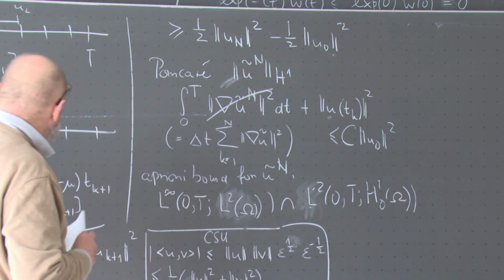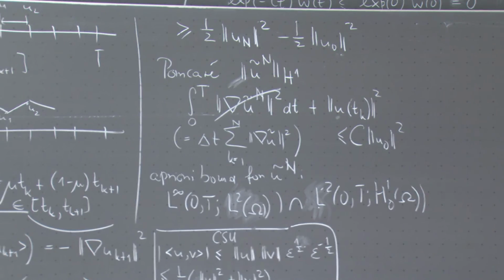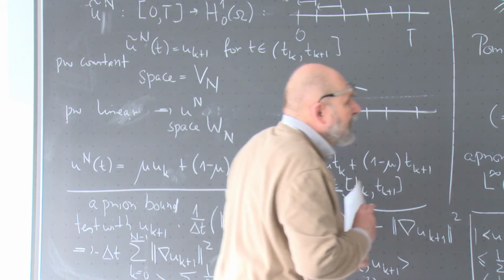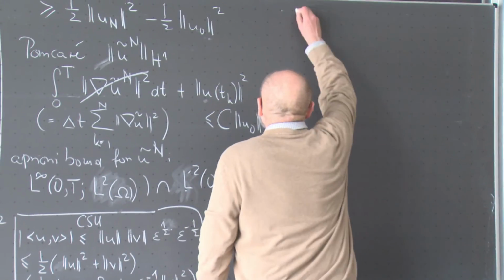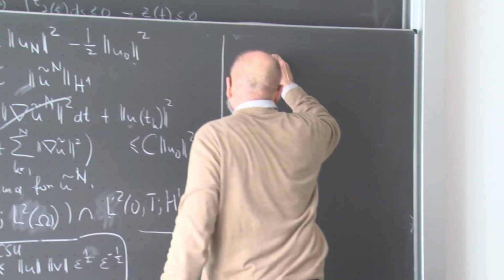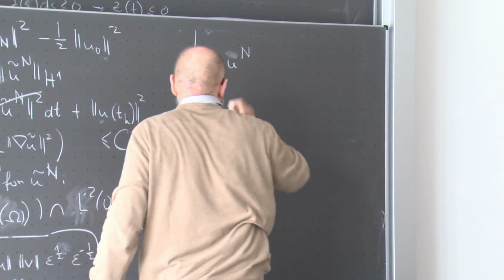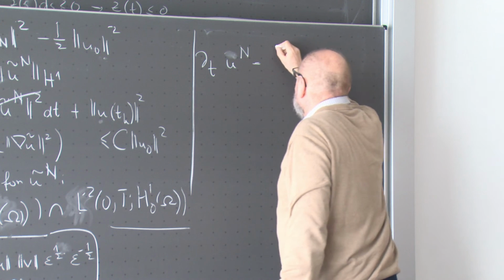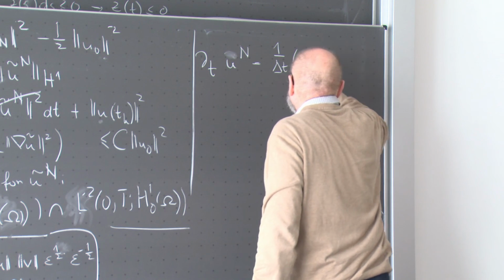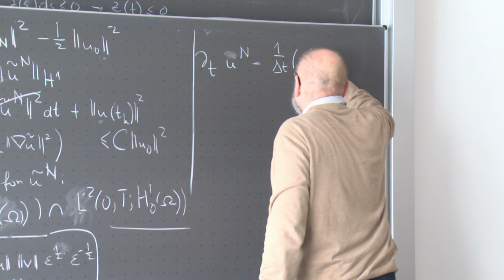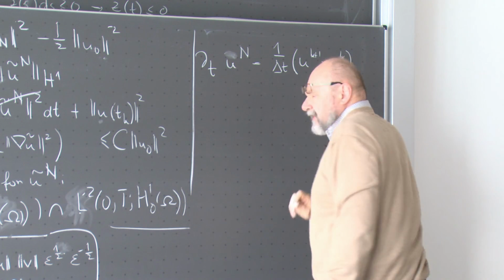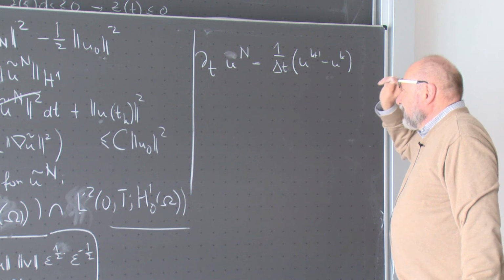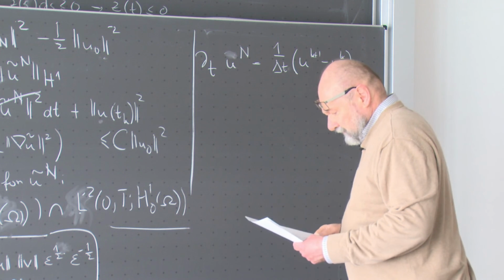But the problem, as we said already, is that here we cannot work with the time derivative. Now we have to look at this kind of function. And if we look at the un without the delta, the piecewise constant, what is the time derivative of this? The time derivative is just 1 over delta t times u_{k+1} minus u_k, something like that. So the delta t is something fixed.